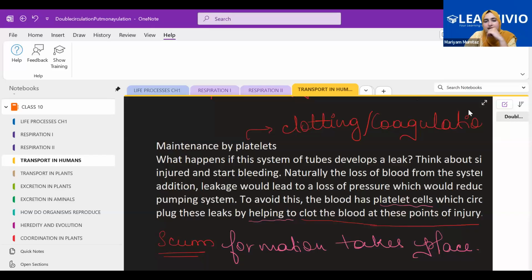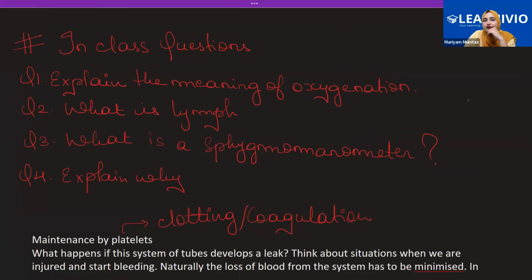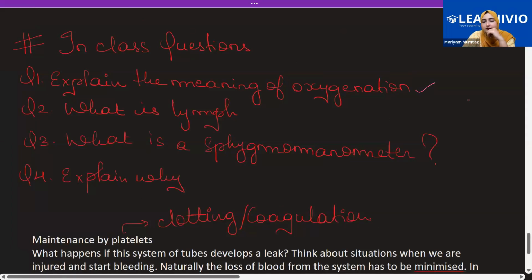Okay, now see, there are some questions also. Let us do it one by one. So first, what is the meaning of oxygenation? Who can tell me? What do you mean by oxygenation?